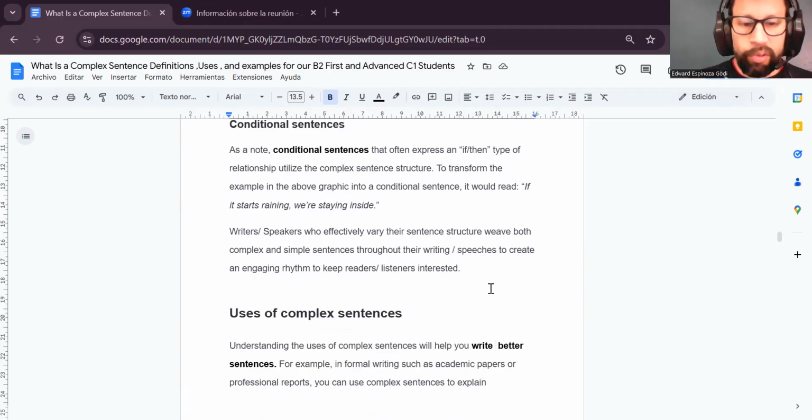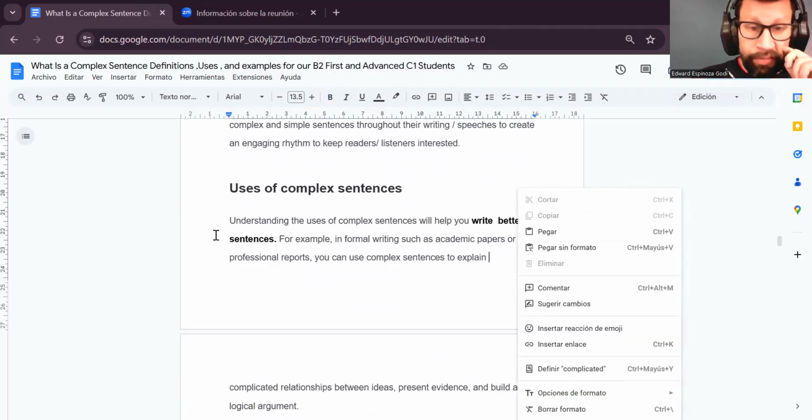Writers and speakers who effectively vary their sentence structures weave both complex and simple sentences through their speeches and writings to create an engaging rhythm to keep readers and listeners interested. So that's something super important to know.